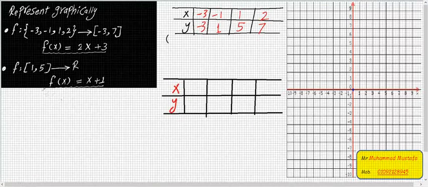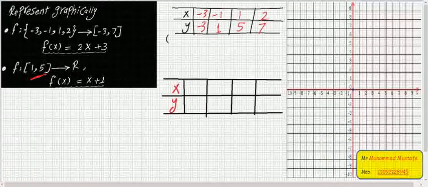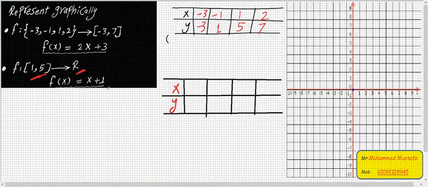The second function is from 1 to 5, this is the domain of the function, and this is the codomain R. The rule of the function is f of x equals x plus 1. We find the image of the start and the end of the domain: we find the image of 1 and the image of 5. We put x equal 1 and x equal 5, and any other number between 1 and 5 to check our answer, for example x equals 2. At x equal 1, 1 plus 1 is 2; at 5, 5 plus 1 is 6; at 2, 2 plus 1 is 3.